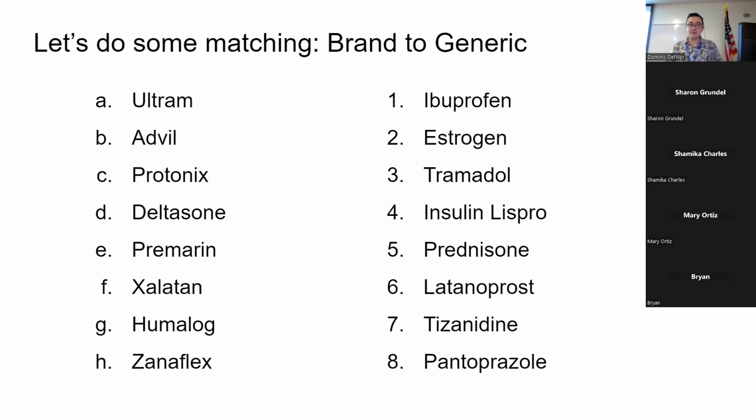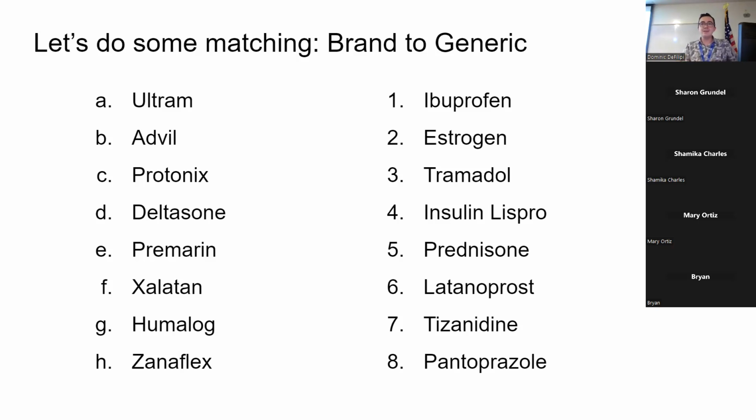All right, what else do we have? B is 1. Yes, easy, right? Ibuprofen, Advil. What type of drug is that? It's an NSAID, yeah. Yes, non-steroidal anti-inflammatory. Yeah, so it's a non-steroidal anti-inflammatory drug used for mild to moderate pain.